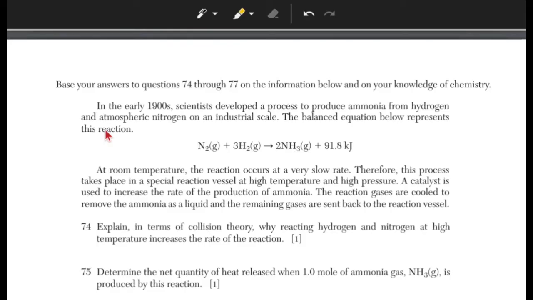Explain, in terms of collision theory, why reacting hydrogen and nitrogen at high temperature increases the rate of reaction. As the temperature increases, the kinetic energy also increases. The molecules will then move faster and hit each other with more energy, increasing collisions and increasing the rate of reaction. The key word in answering a question like this is to include that there will be more collisions.